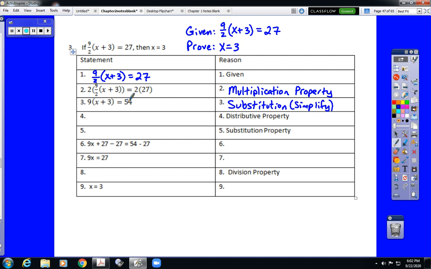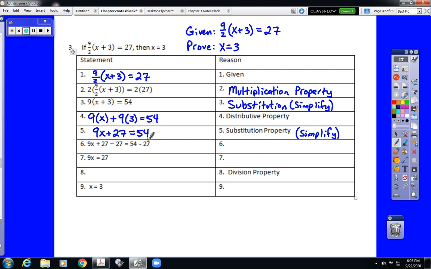Our next step says we're going to use the distributive property. So once again, in a formal proof, we're going to have to show that. So when we distribute, we do 9 times x and 9 times 3. So our step 4 should show that distribution, 9 times x, 9 times 3. After we show it, our next step, we actually do it using our substitution simplify rule. So that would become 9x plus 27 equals 54.